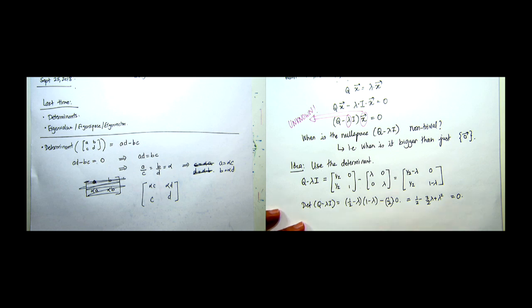And so now what we get is one half minus lambda times 1 minus lambda equal to 0. So what are the roots of this equation? Lambda 1 equal to 1 half and lambda 2 equal to 1 are solutions.